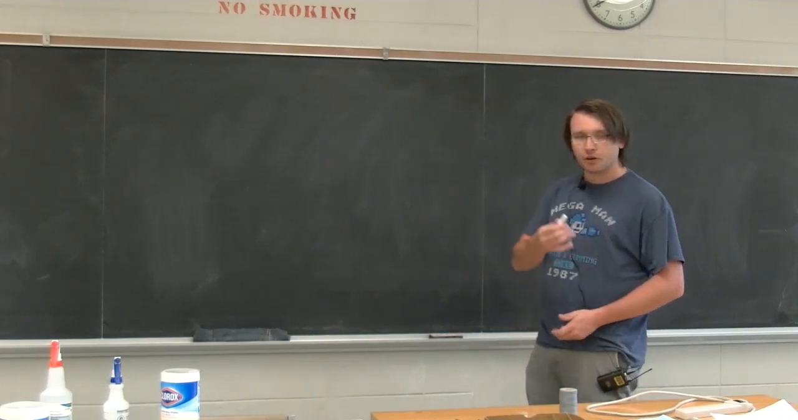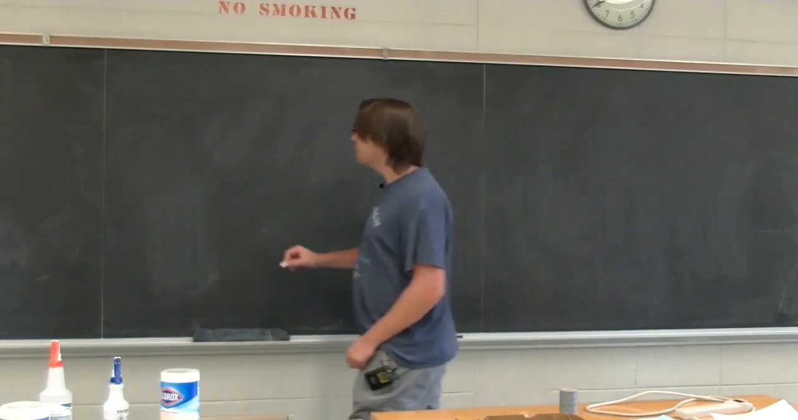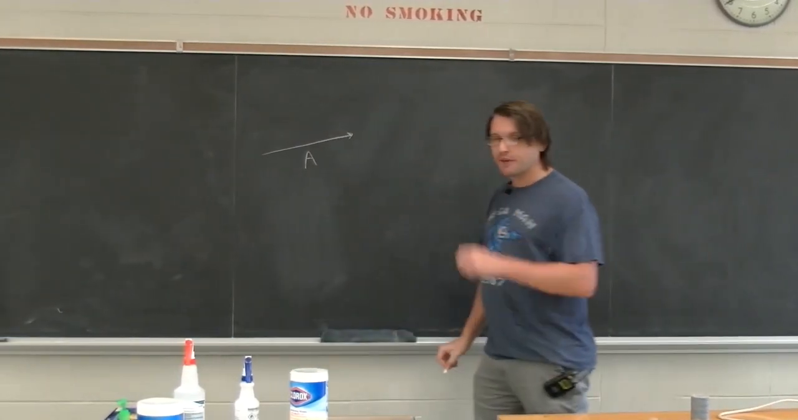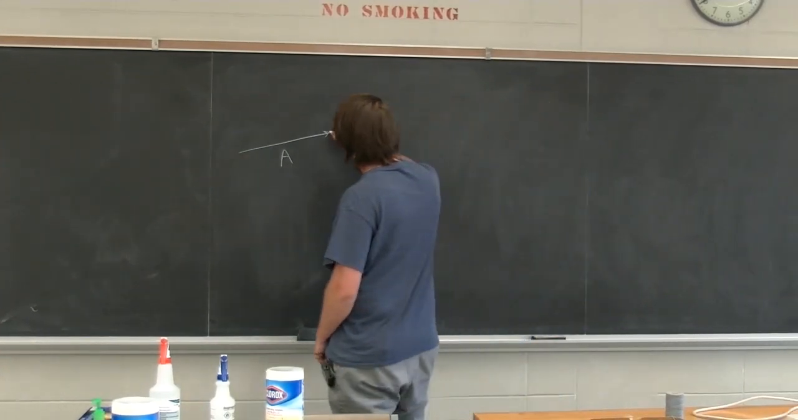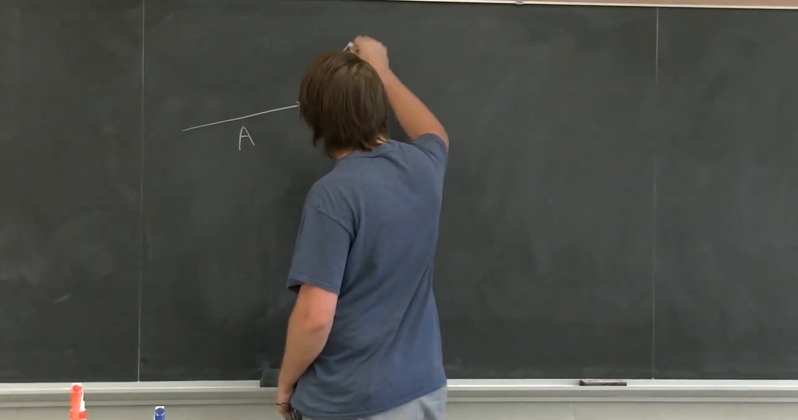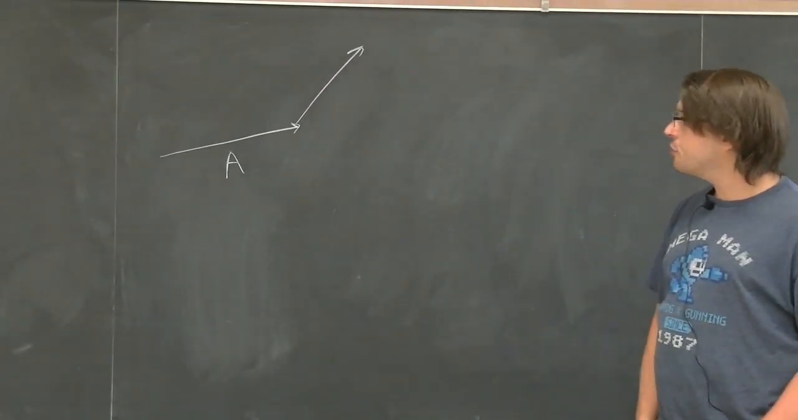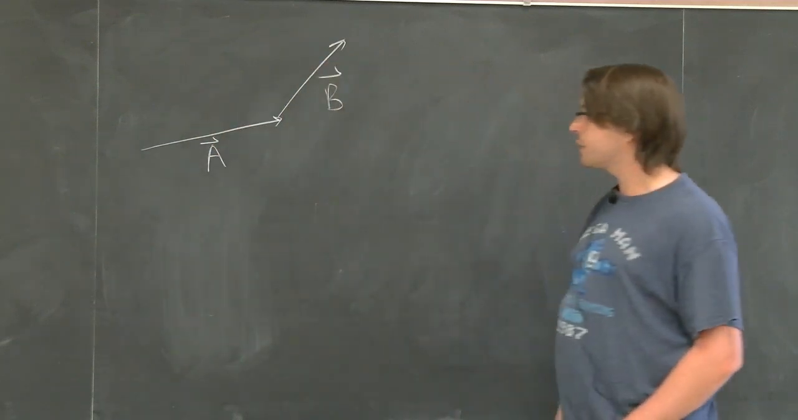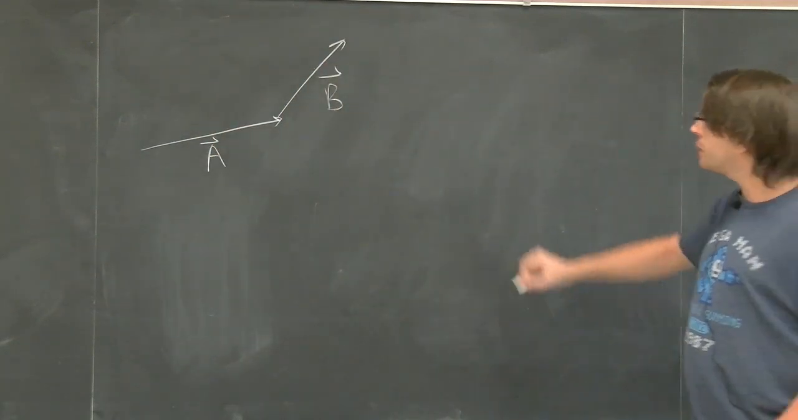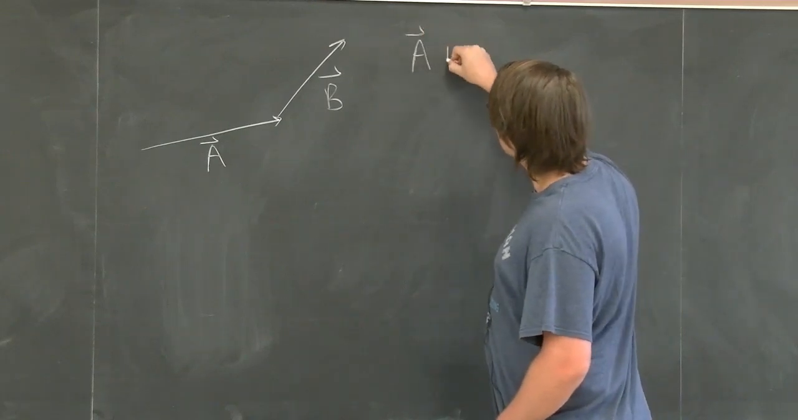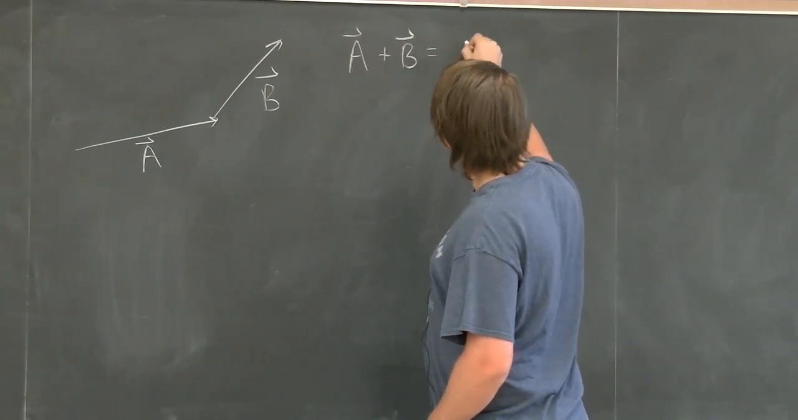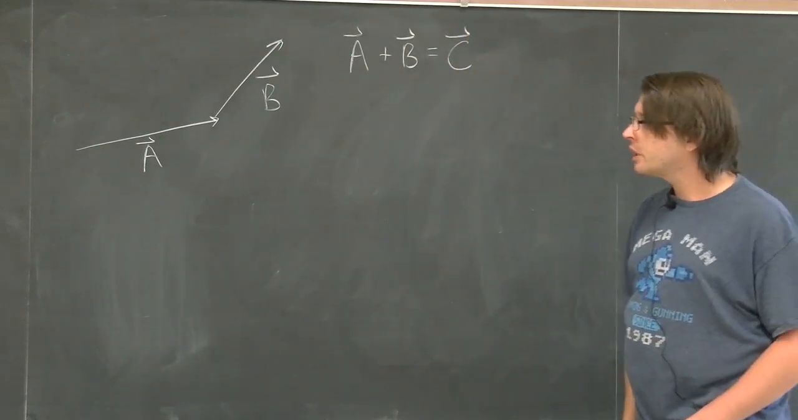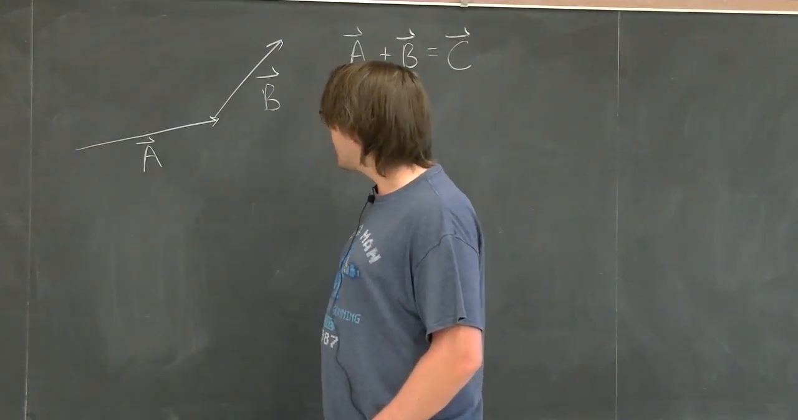You can see that in your manual, but basically what you do is you have a vector A. If you want to add the vector B to it, then you put the tail of vector B at the head of vector A. I'll put an arrow over the vector to indicate that they're vectors. Now we want to find the sum of the vectors, which we'll call C. All we have to do is draw an arrow, a vector, from the tail of vector A to the head of vector B.